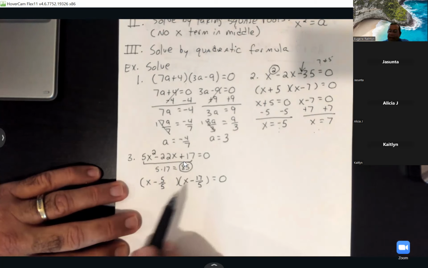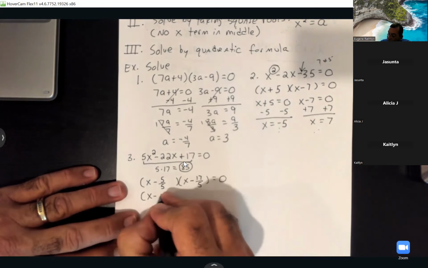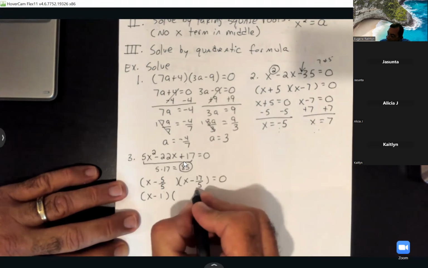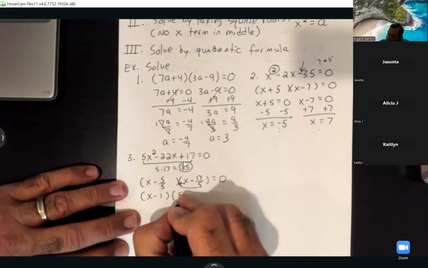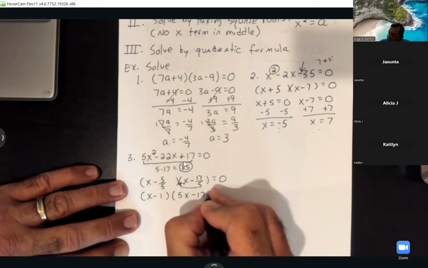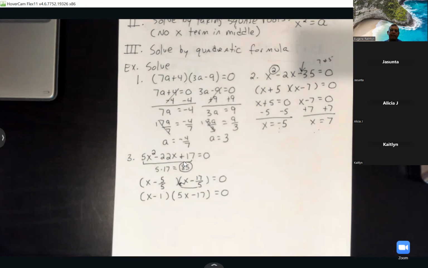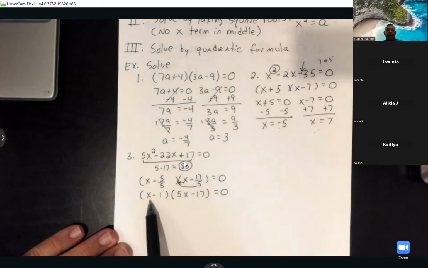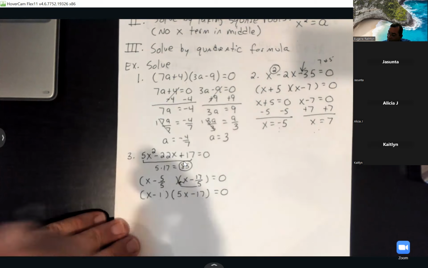Now, simplify these if we can. Well, this one, 5 divided by 5 is 1. Remember, on this one, since it doesn't simplify, I have to take the 5 and move it in front of the x so that I get a 5x minus 17. All this equal to 0. Now, once I got it factored, like the other two, I'm going to take both of these and set them equal to 0.